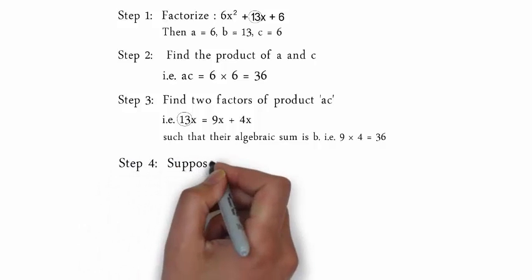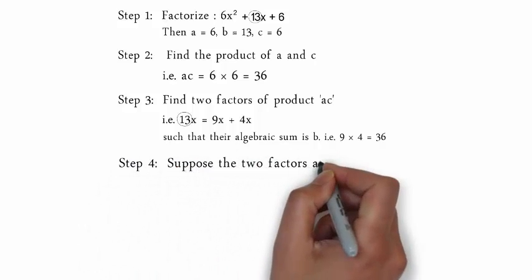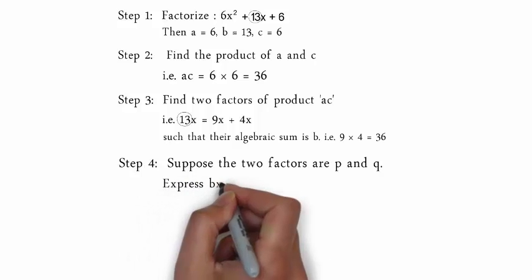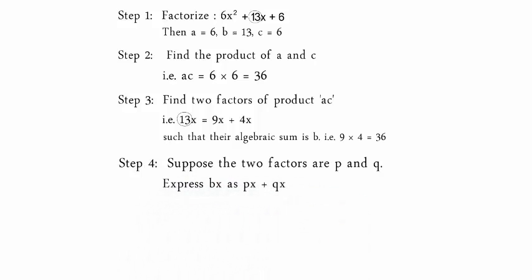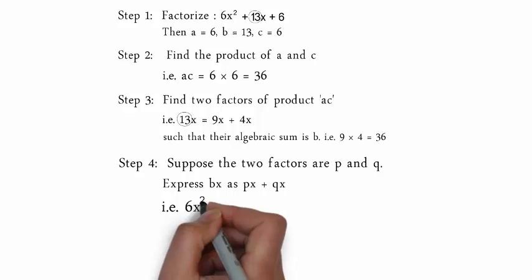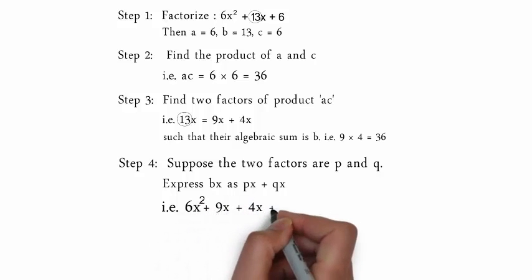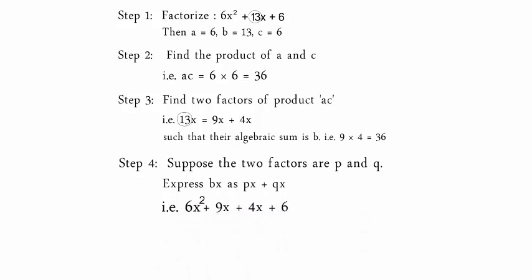Step 4. Suppose the two factors are p and q. Express bx as px plus qx. That is 6x² plus 9x plus 4x plus 6. We can take 3x common from the first two terms and 2 common from the third and fourth terms.